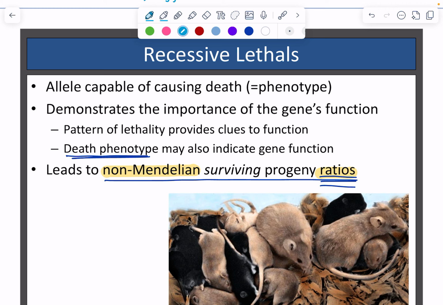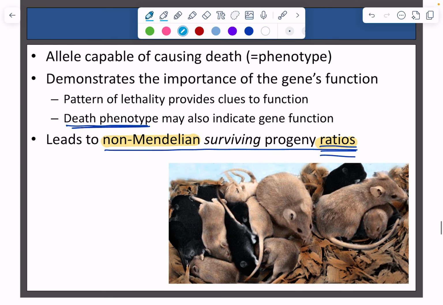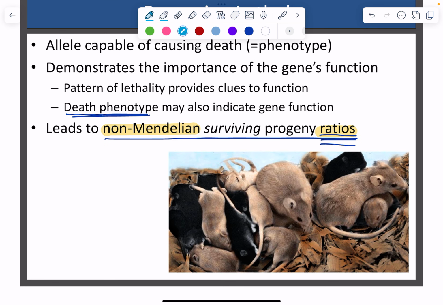So an allele capable of causing death, that's a pheno, equals phenotype. I don't know what that means. Sometimes his slides just do not make sense. It demonstrates the importance of the gene's function; the pattern of lethality provides clues to function. Death phenotype may also indicate gene function. It leads to non-Mendelian surviving ratios. So he's talking here about that 2-to-1, because one of the mice dies. That would be the non-Mendelian ratio for the surviving progeny. So death phenotype may also indicate gene function.